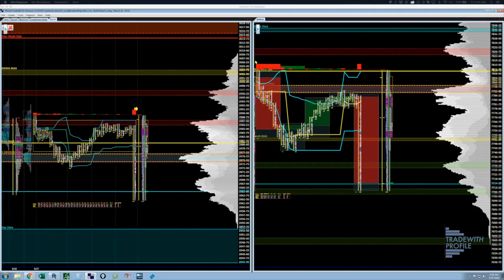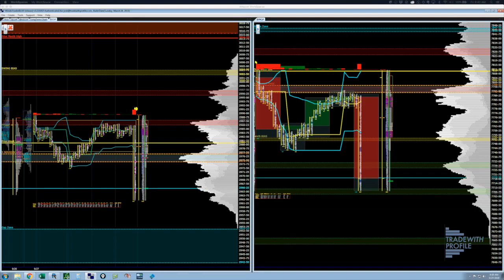Peter, your question, the more time spent in an area, the more the acceptance. Time is a function. Time is not as important as volume at a price, but we can use time as an approximation of volume coming into it.